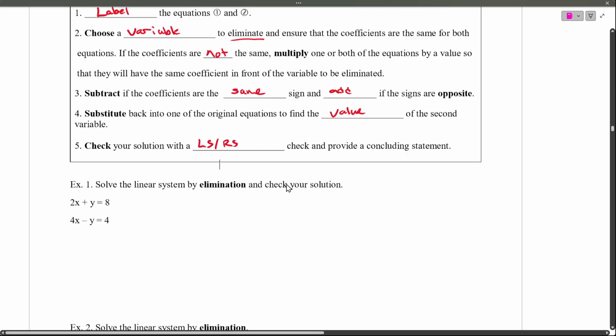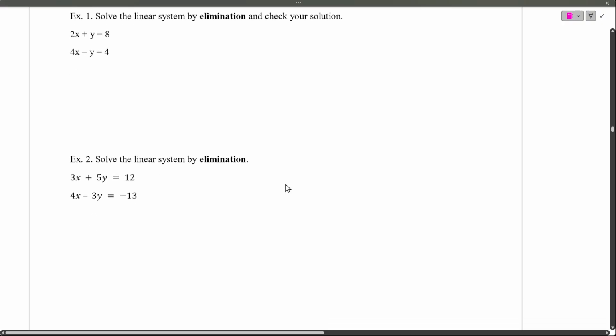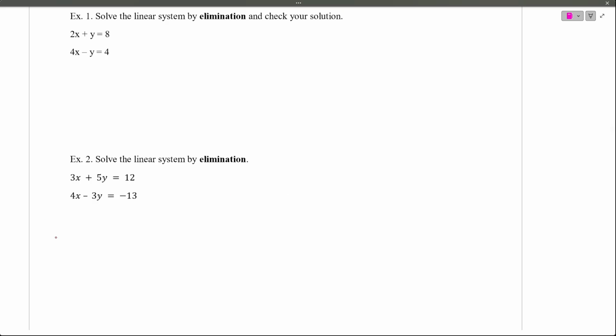So let's scroll down a little bit here and let's try this out. I want to solve this linear system by elimination, and we want to check our solution, so we're going to have to do a left side, right side check on this one. First thing, we have to label our equations. This one is going to be equation 1, and this one is going to be equation 2. So we have 2x plus y equals 8 and 4x minus y equals 8.